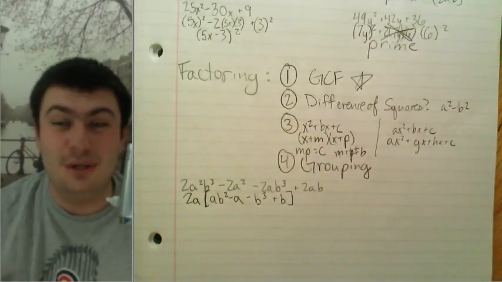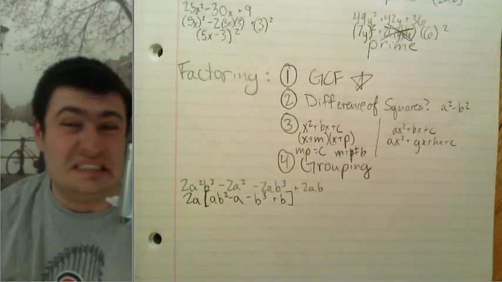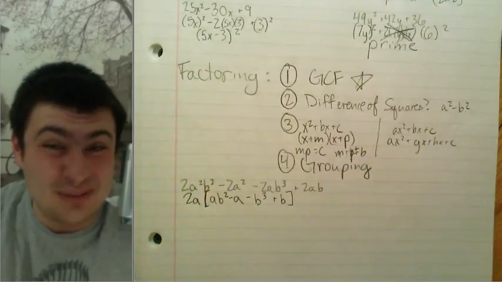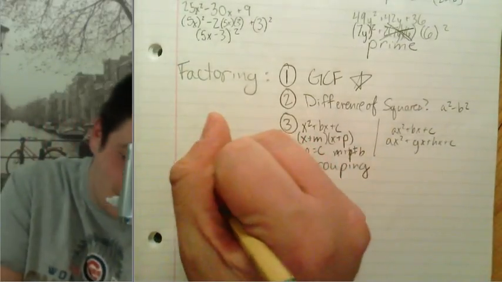So now I have 4 terms. Do I have a difference of squares? No, doesn't look like it. Do I have a trinomial? No. So I'm going to use grouping.